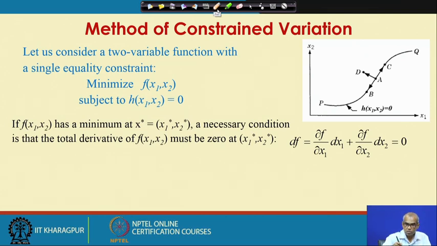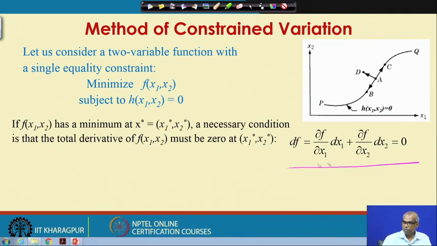That means, df will be equal to del f/del x1 dx1 plus del f/del x2 dx2 equal to 0. So, this you get by taking the total derivative of this function. The total derivative of the function f is df equal to del f/del x1 dx1 plus del f/del x2 dx2. So, this total derivative must be equal to 0 at x1 star, x2 star if x1 star, x2 star is the minimum point.